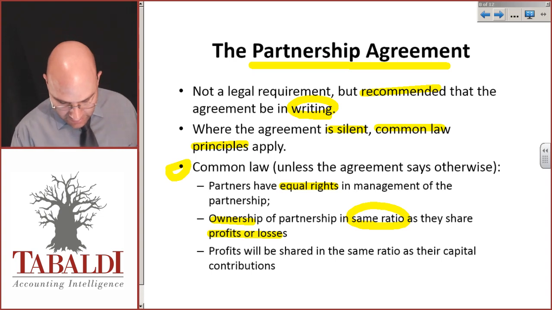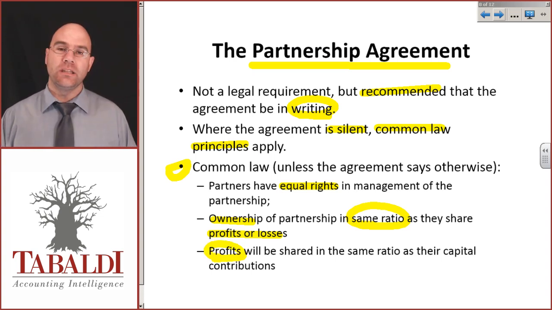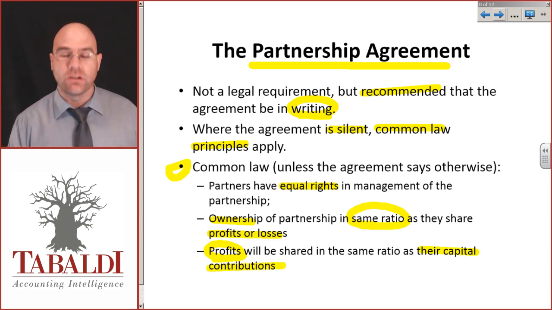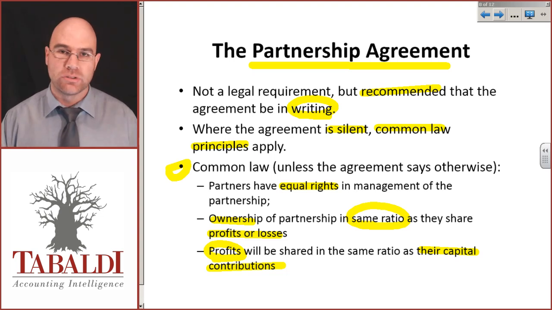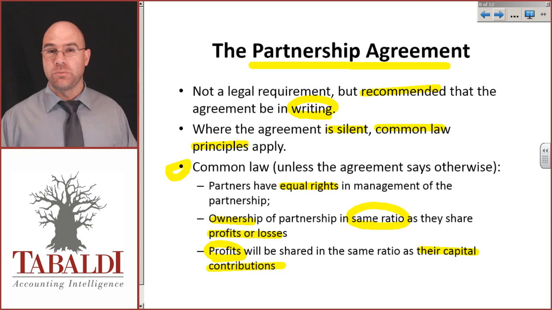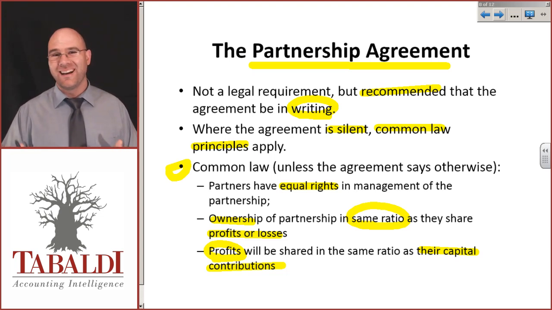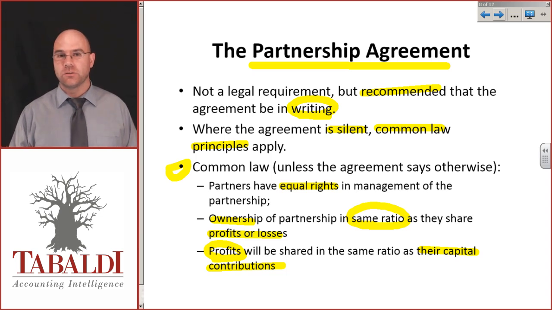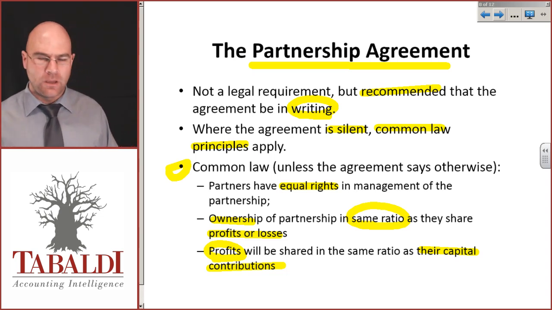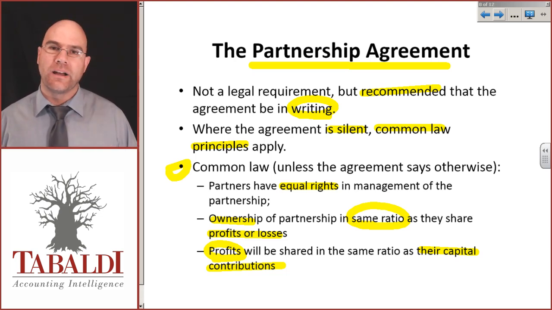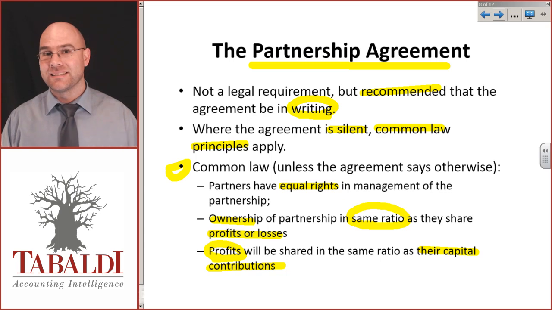And that leads us to how profits will be shared. If the agreement is silent on this, then we can assume that they will be shared in the ratio of their capital contributions. If we don't have any specific capital contributions with monetary rand value, i.e. we are both putting in labor and skills, then we'll assume that it will be shared equally. Okay, so that's not an exhaustive list of common law principles, but it gives you a good foundation for when the agreement is silent.